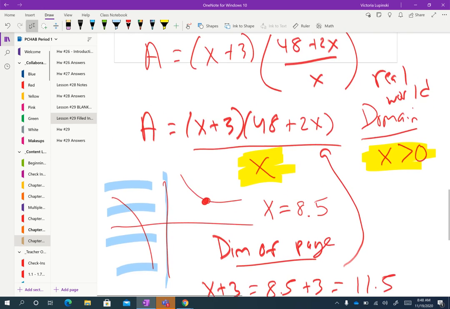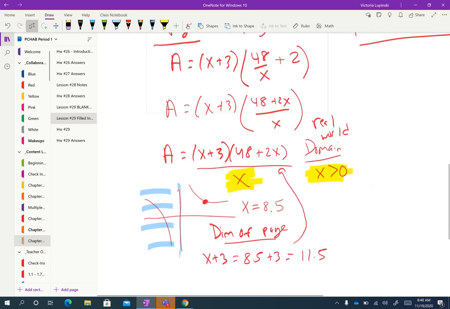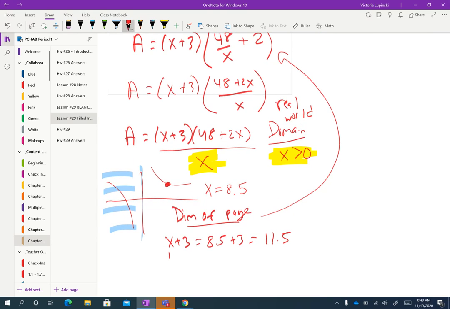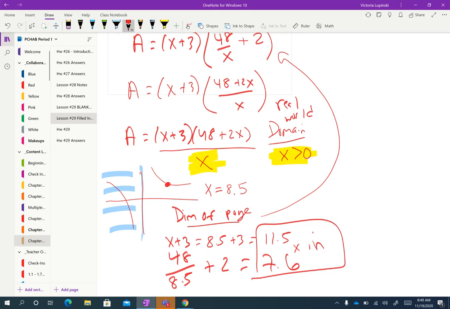Then if I do 48 plus 2x, sorry, that was after I found the common denominator. So I would have to divide by x as well. So actually, instead of plugging it in here, I should be plugging it into this one. So the first one is still good. For the second one, I have to do 48 divided by 8.5 plus 2. So 48 divided by 8.5 plus 2, that's going to give me 7.6. So that is ultimately the dimensions of my page, 11.5 inches by 7.6 inches.